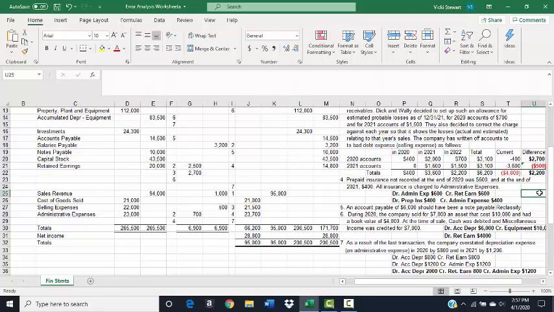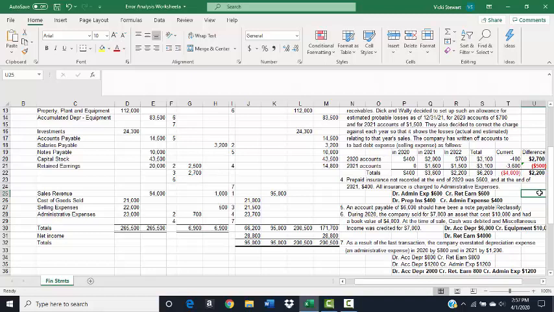Now let's look at number 4. It states in number 4 that prepaid insurance was not recorded at the end of 2020 for $600 and at the end of 2021 for $400. All insurance is charged to administrative expense. So what they've been doing is when they get a bill for their insurance, they just go right on and debit administrative expense for the whole amount and credit cash.